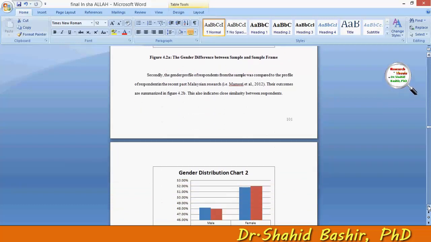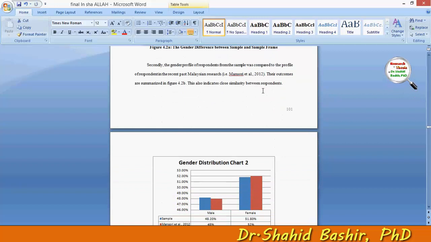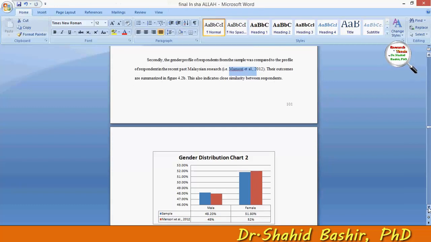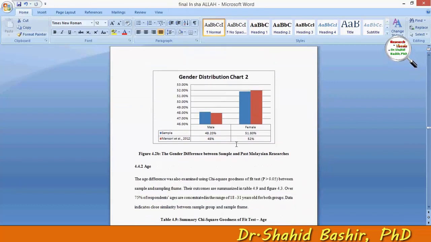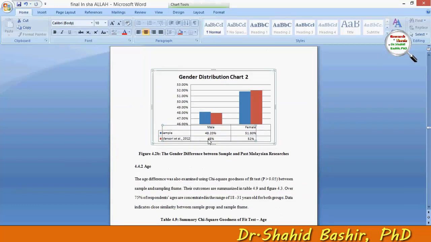So just to make it more precise, we have analyzed one study also, and in that study the sample was used as 48% male and 52% female, and on the other hand our sample is this one.